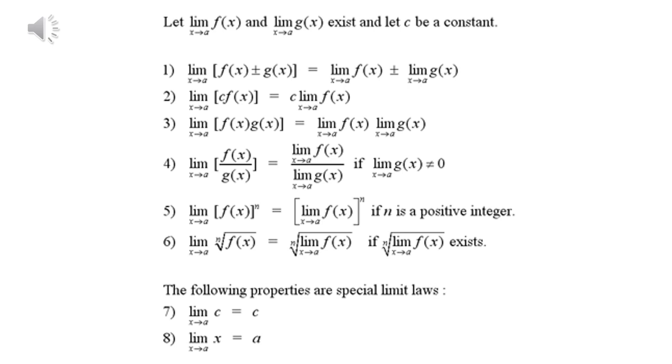Right, so now we look at some limit laws. So the limit of the function f as x approaches a, and the limit of another function g also as x approaches a, exist. And let c be a constant. So c is a constant value. Look at the first limit law there. The limit of f of x plus g of x as x approaches a is therefore the limit of f of x as x approaches a plus or minus the limit of g of x as x approaches a.